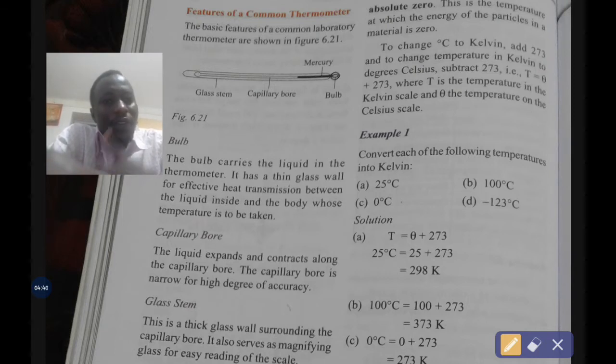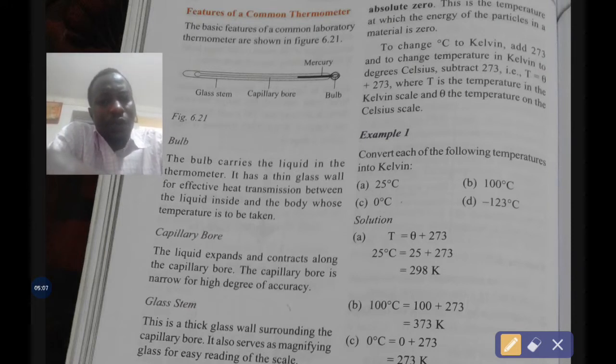So therefore, we say the main role of a bulb is to hold the liquid in the thermometer, and also it has an adaptation in that it is made from a very thin glass, which is very effective for heat transmission between the liquid and the body whose temperature is to be measured. That is basically if it is hot water, if it is just temperature of a reaction, it can easily detect that.